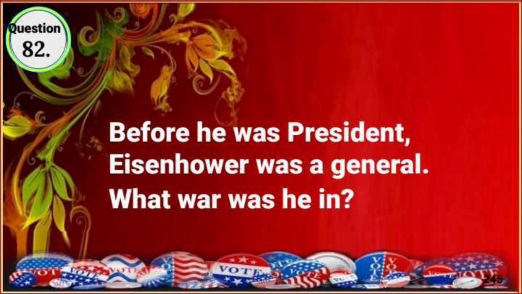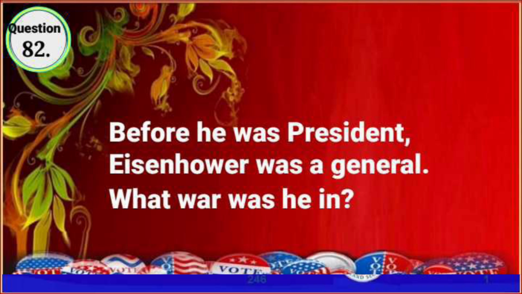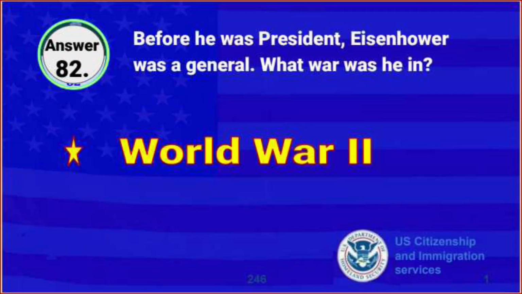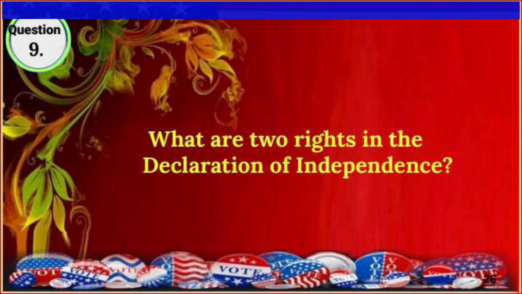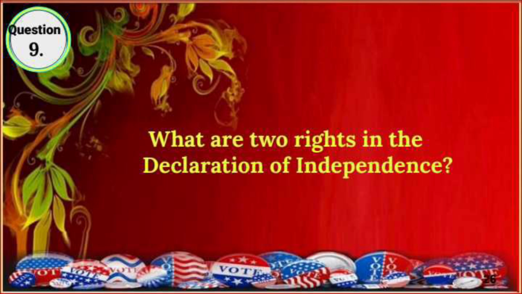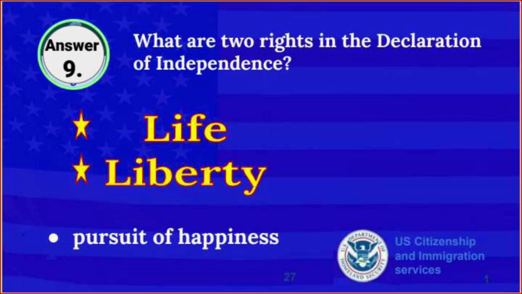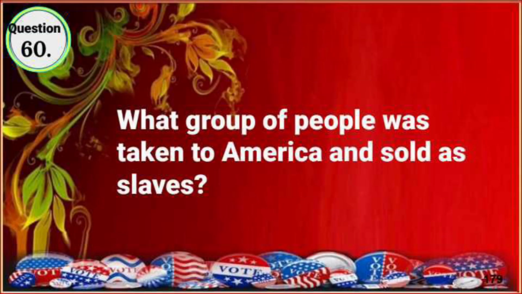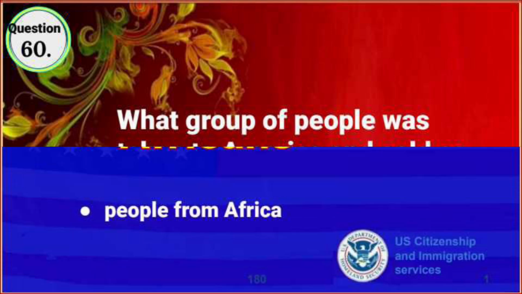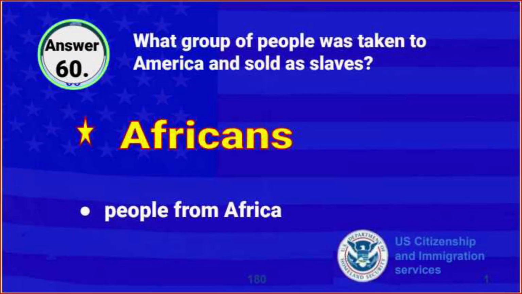Before he was president, Eisenhower was a general. What war was he in? World War II. What are 2 rights in the Declaration of Independence? Life, liberty. What group of people was taken to America and sold as slaves? Africans.